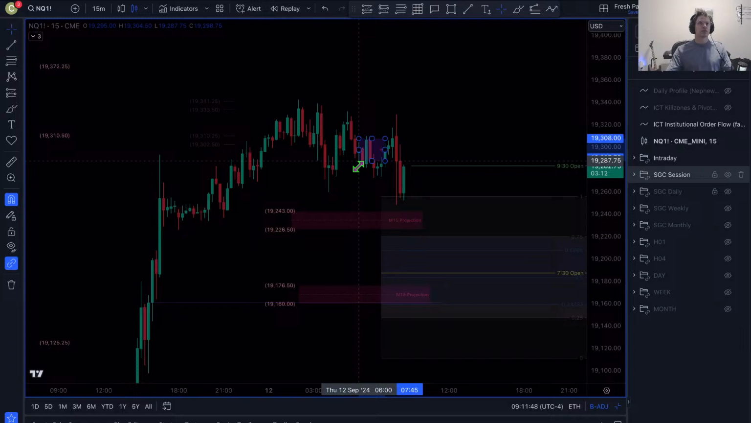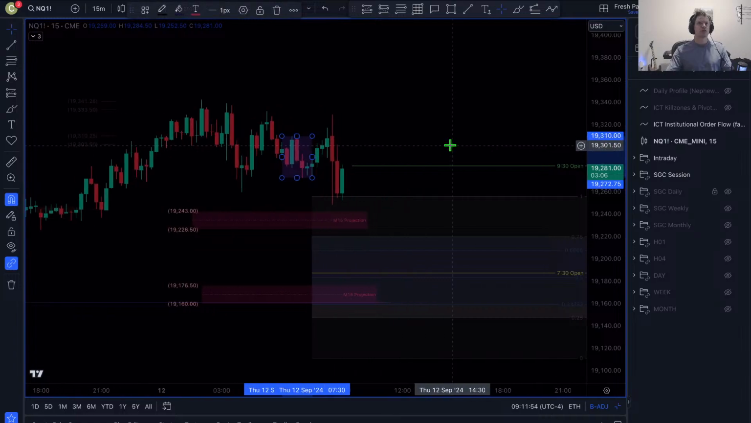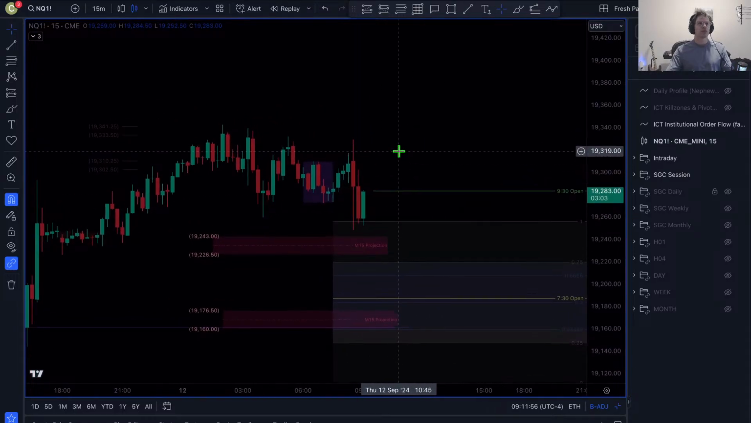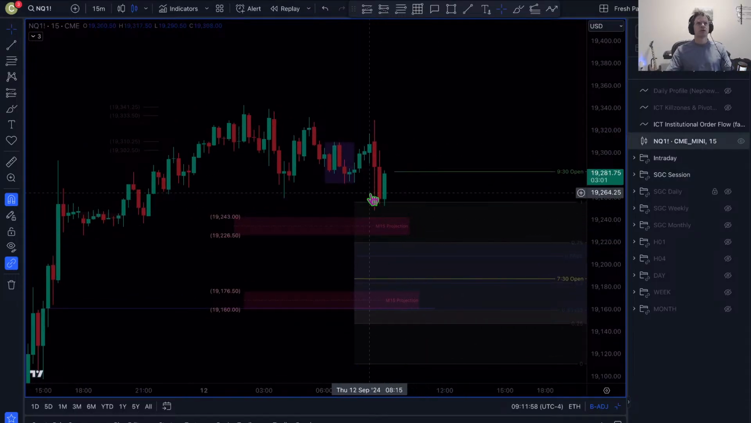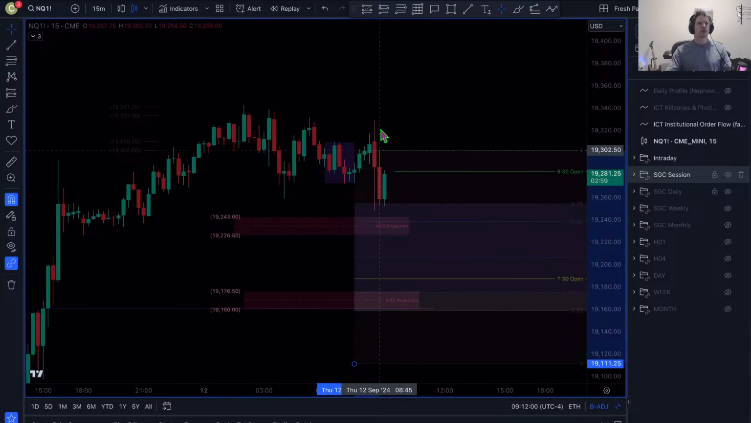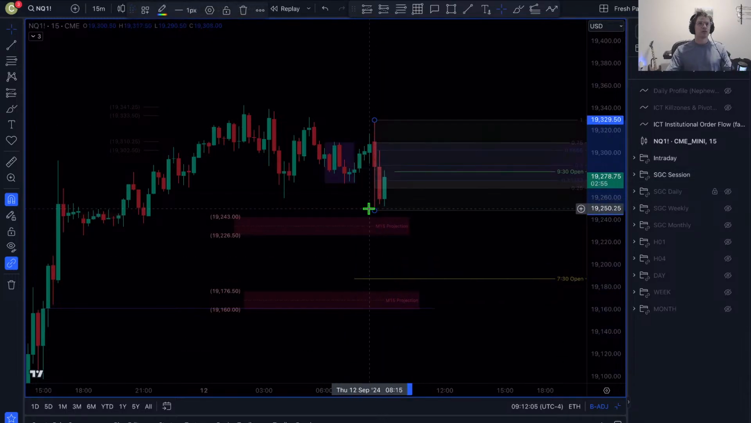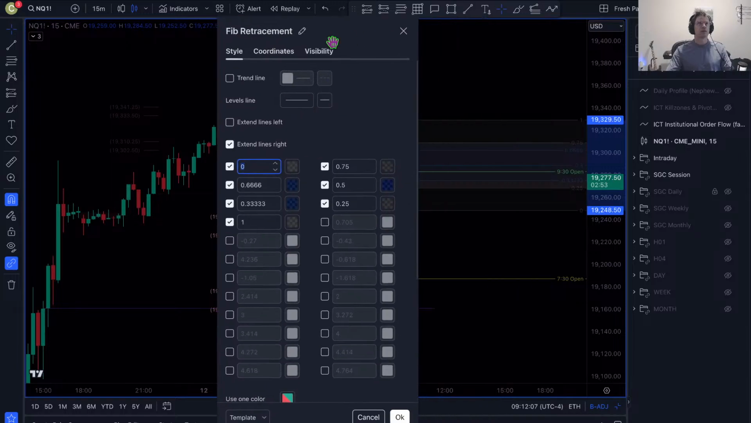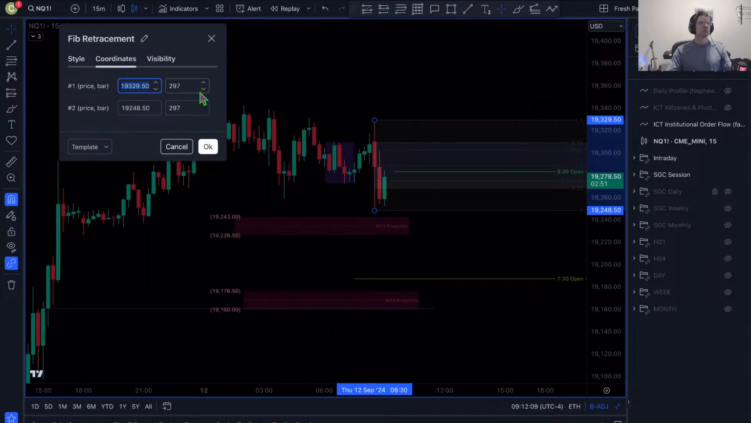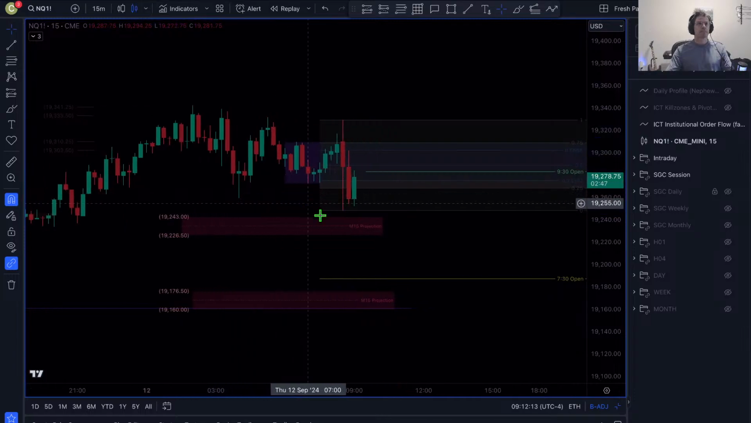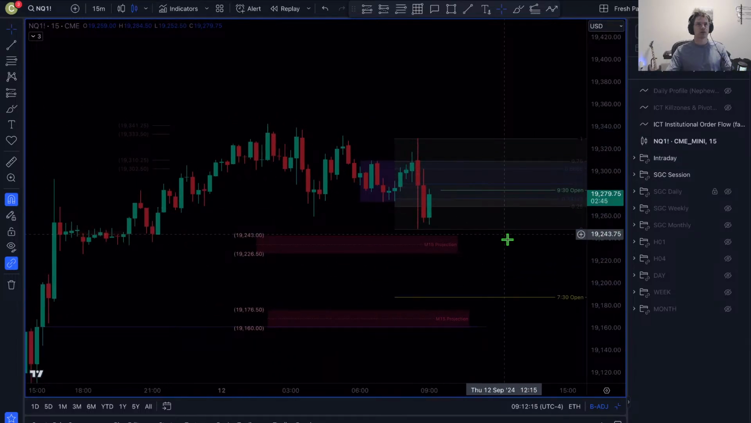6 o'clock was there, 7:30 is there. So we've got the low here and the high here on the session. We swept the highs and we're distributing lower. If we look at our range, it's going to be this. So we're in this range. That's our 7:30 to 9 o'clock range.